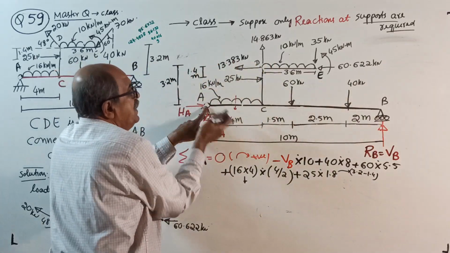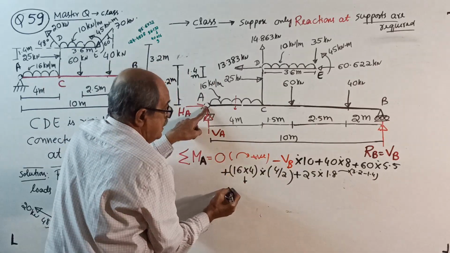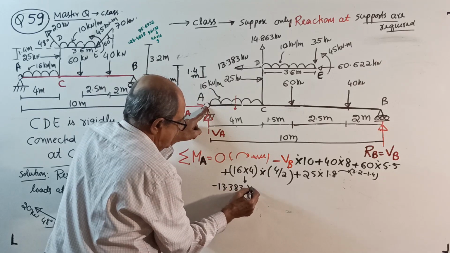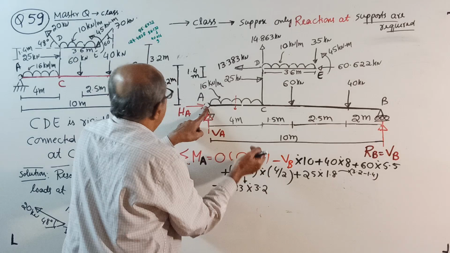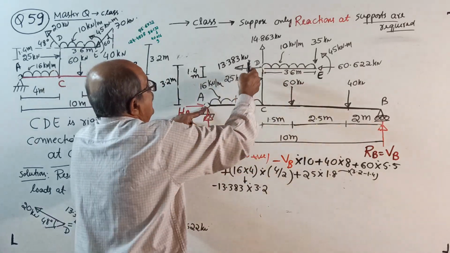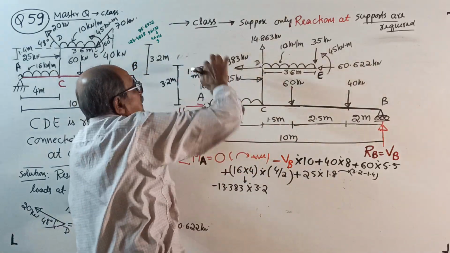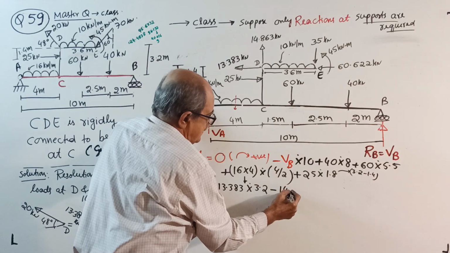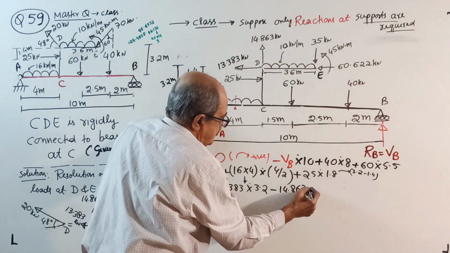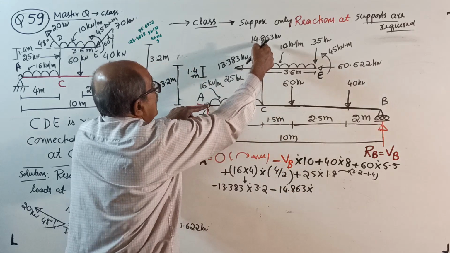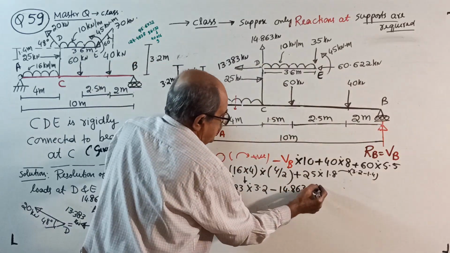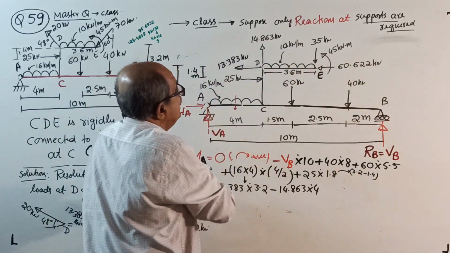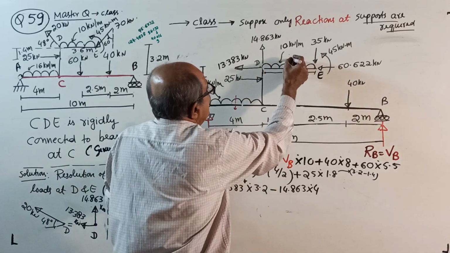Minus 13.383 into 3.2, that is anti-clockwise. Then again anti-clockwise, see, minus 14.863 into, from here, vertical load into 4. This also one. Then see, then plus, this total load is acting here.